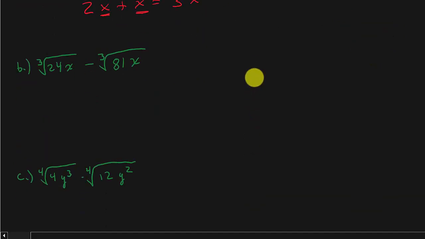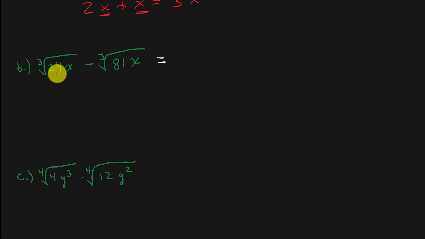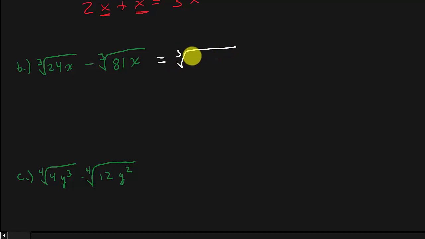All right, let's do this one. So we want to subtract. Well, guess what? Same thing. The indexes have to be the same, and what's underneath the radical has to be the same in order to add or subtract. So the indexes are the same. What's underneath is not. So we look at this and we see the 24. Hey, 24 has a factor that's a perfect square, right? 24 is what? 8 times 3. 8's a perfect square.